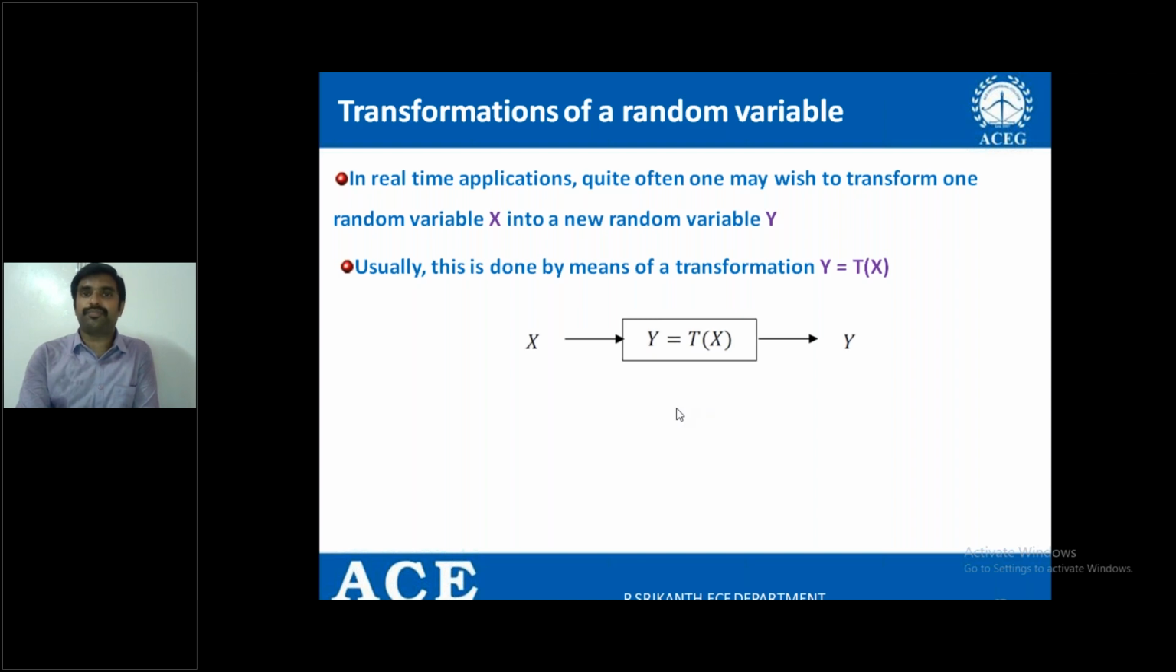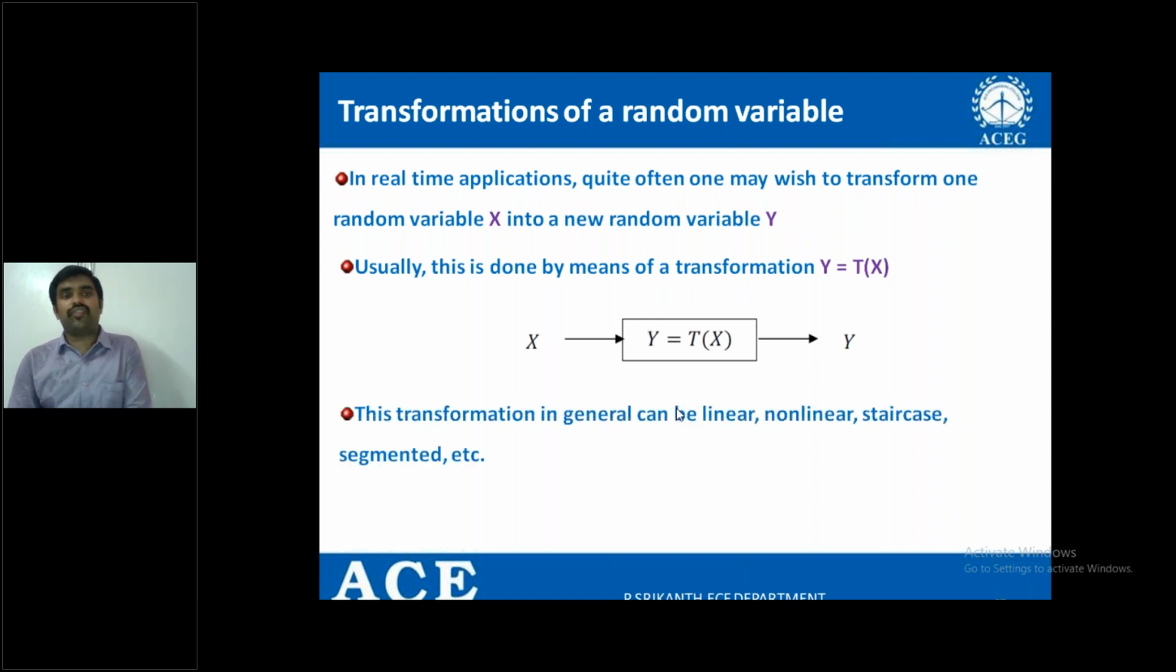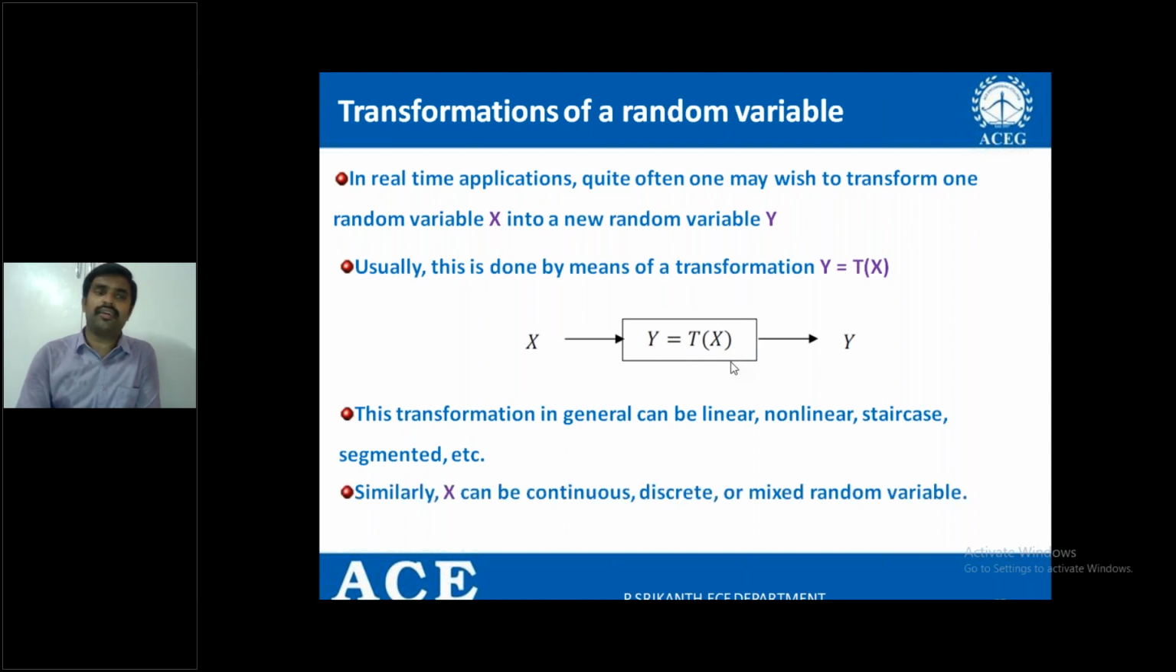It is the relation. Now, this transform is general; it can be linear or non-linear or staircase or segmented. The relation between X and Y may be linear, may be non-linear, may be staircase; any relation may be segmented. We cannot give assurance that only this particular relation should be there. Similarly, X can be continuous, discrete or mixed, any type of random variable based on the application. Every time you cannot expect only a discrete random variable or only a continuous random variable from the experiment, right?